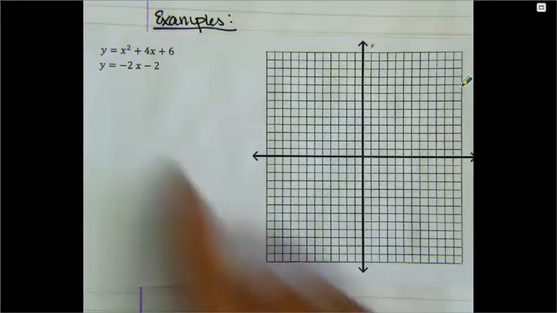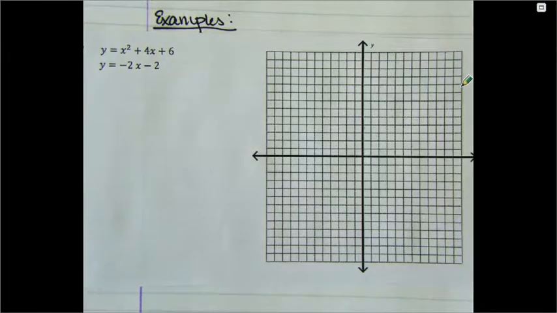Alright, here we go. What I want you to do first, I want you to identify what each function is. You have y equals x squared plus 4x plus 6 and y equals negative 2x minus 2. Identify what type of function you have. All I said was identify the type of function. I didn't say anything else. What kind of function is it?